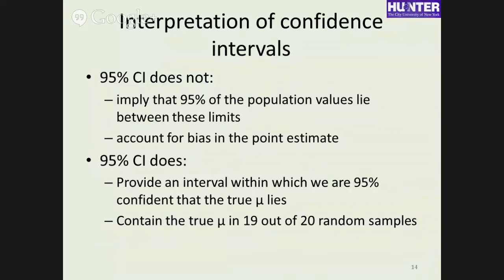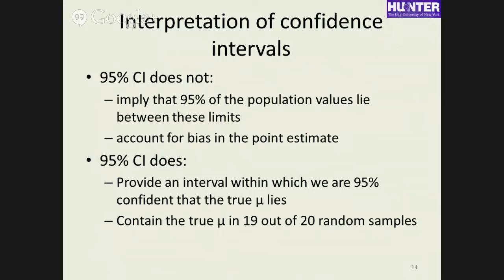And it does not account for bias in the point estimate. If we have a biased sample, a non-representative sample, the confidence interval will not help us correct that. It'll put an uncertainty that's an equal amount above and below our point estimate. If the point estimate is biased, then this can't help you.